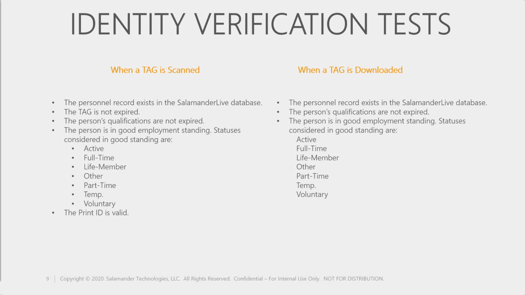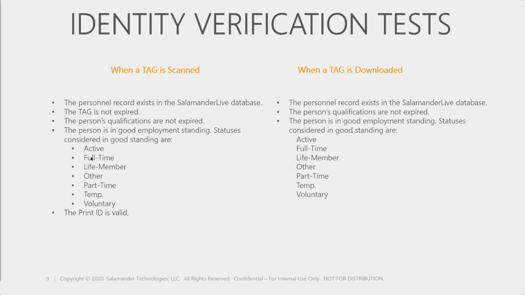If that person has any qualifications expired, it's going to check that. So again, that is set within the person's profile. As you know, when you're setting qualifications for each person, you have the ability to provide that qualification number and the issue and the expiration date. So it's going to look at that. Another test it's going to look at is whether or not their status has changed. So if they're active, suspended, or maybe they were terminated. So you'll see here there's a list of all that's considered as good standing. So active, full-time, life member, other, part-time, temporary, and voluntary.